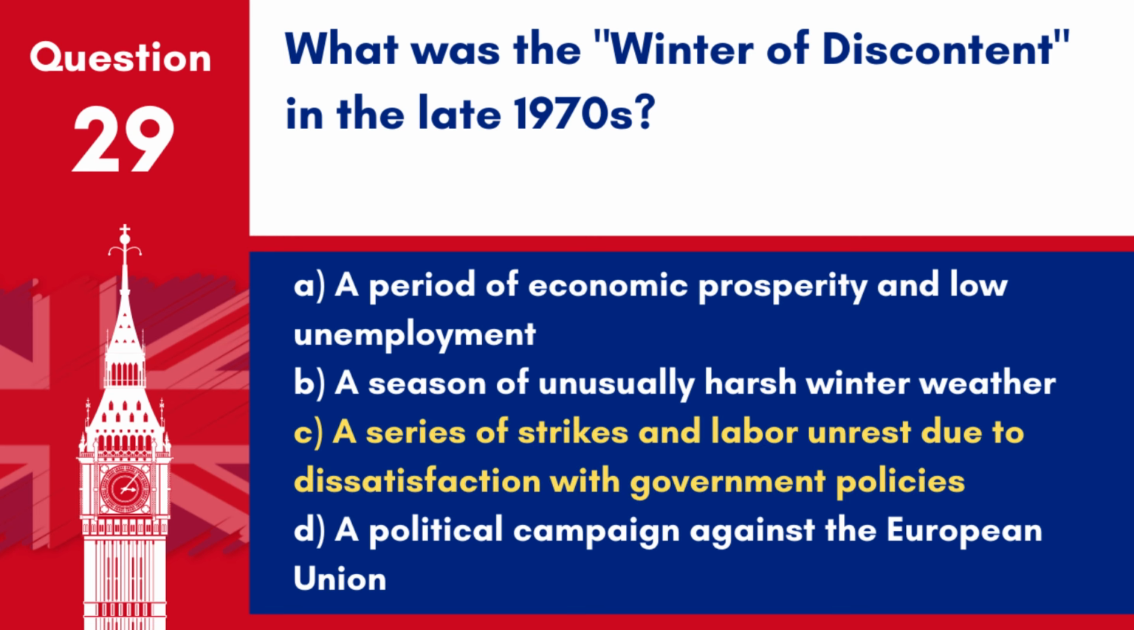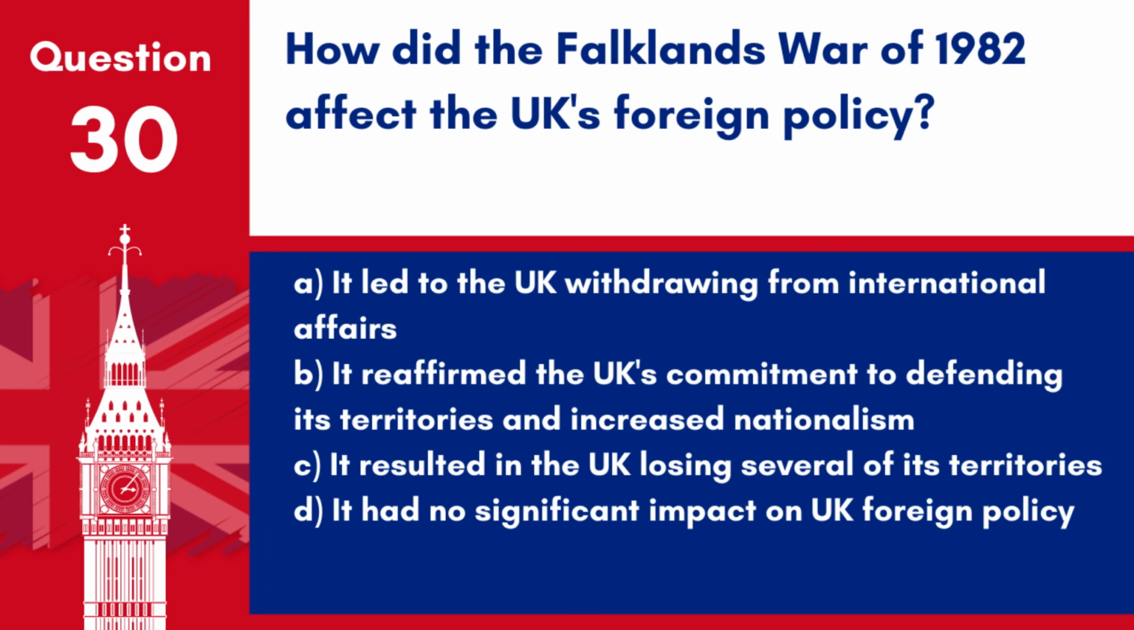Answer C. A series of strikes and labour unrest due to dissatisfaction with government policies. The winter of discontent refers to the winter of 1978 to 1979, marked by widespread strikes and labour unrest in the UK, driven by public sector workers' dissatisfaction with wage caps and deteriorating conditions, which significantly affected the Labour government's popularity. Question 30. How did the Falklands War of 1982 affect the UK's foreign policy?